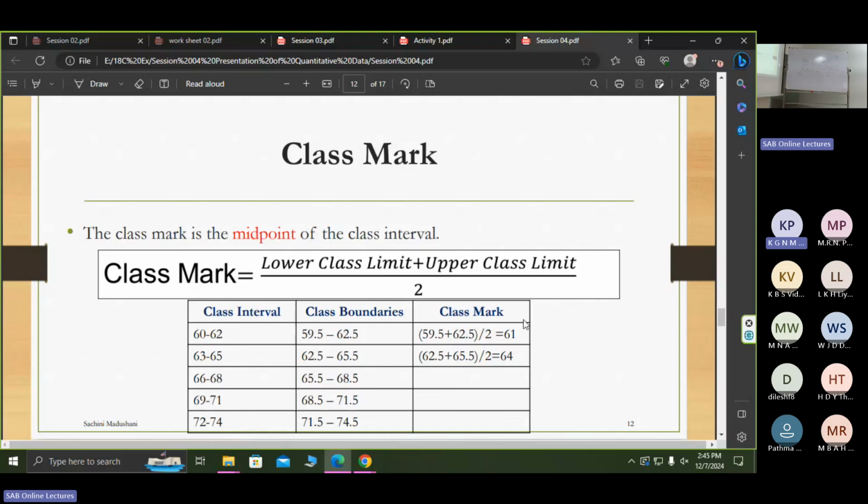Understood? Why? Because we convert class limits into class boundaries by subtracting 0.5 from the lower limit and adding 0.5 to the upper limit. It means the class interval is not changed. The lower limit we subtract from, the upper limit we add to, the same amount. Understood? It's clear, and therefore we can use class limits and class boundaries to find the class mark. It's clear?